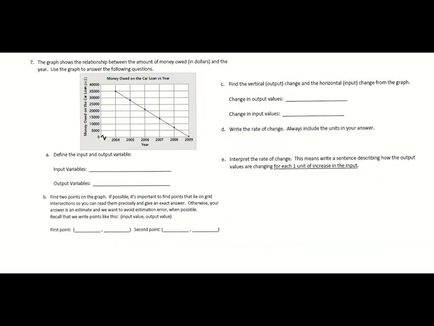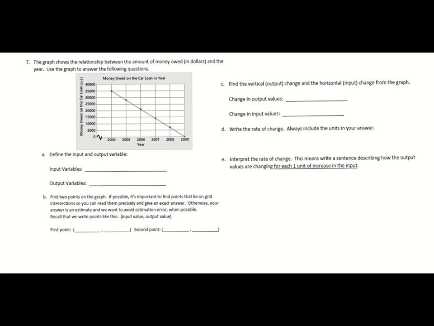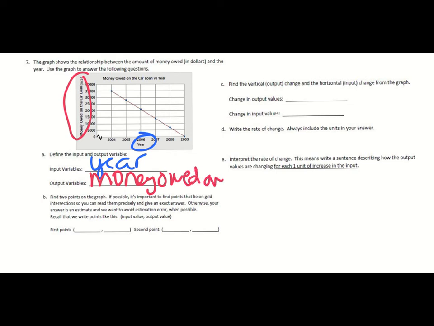Okay, number 7. They give you a graph and it shows you the amount of money owed and the year. So it says define your input variable. My input variable is my year. That's this one. And then my output variable is my money owed on your loan.